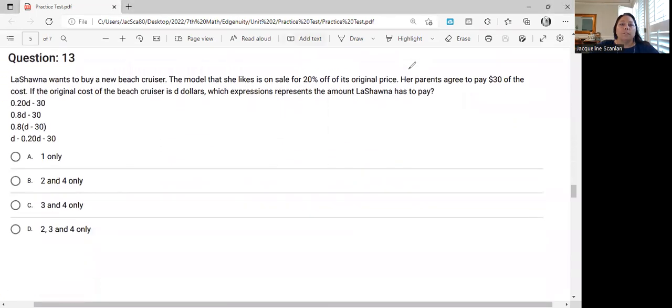All right, number 13 says, LaShawna wants to buy a new beach cruiser. The model that she likes is on sale for 20% off of its original price. Her parents agree to pay $30 of the cost. If the original cost of the beach cruiser is D dollars, which expression represents the amount LaShawna has to pay?